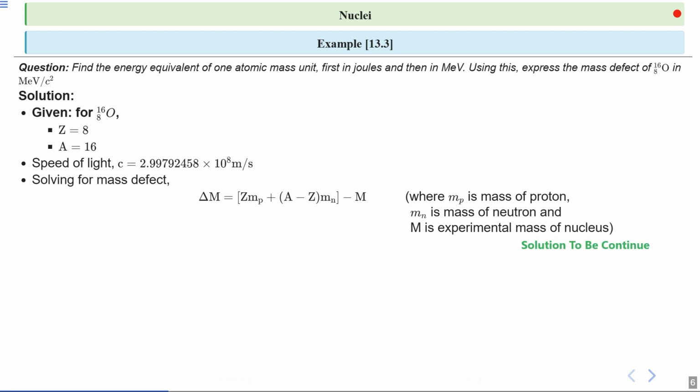Now let's look at the formula for mass defect. Delta M equals the sum of the masses of all protons and neutrons minus the actual measured mass of the nucleus. In this formula, Z is the number of protons, Mp is the mass of the proton, A minus Z is the number of neutrons, Mn is the mass of the neutron, and M is the experimental mass of the nucleus. This difference, delta M, represents the mass converted into binding energy.